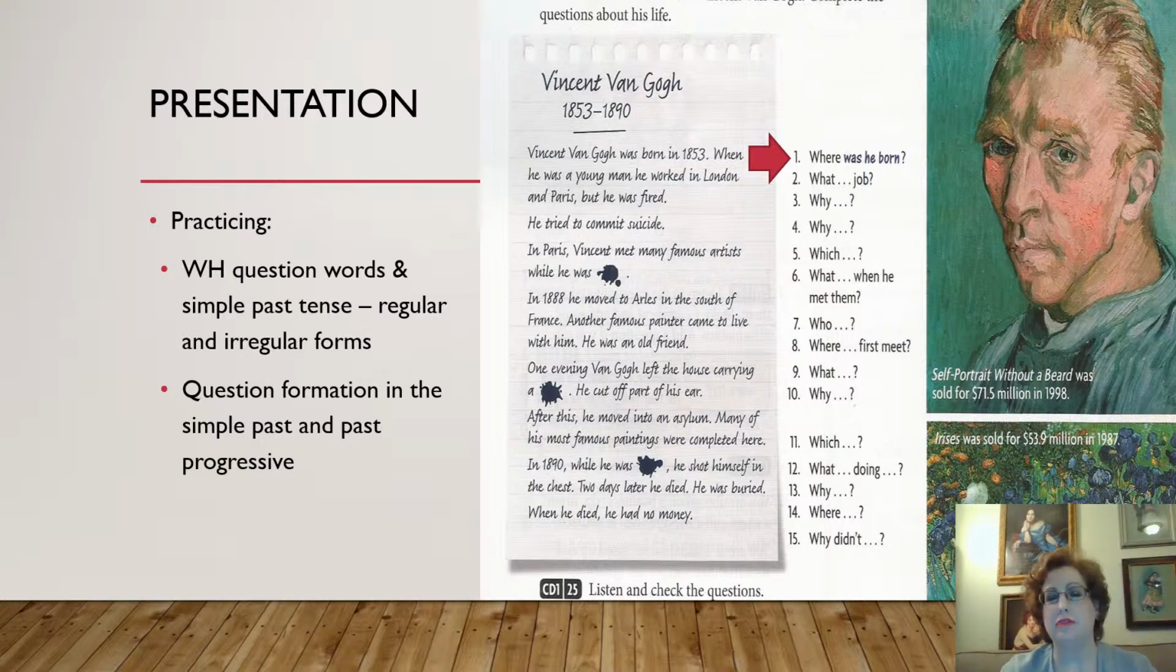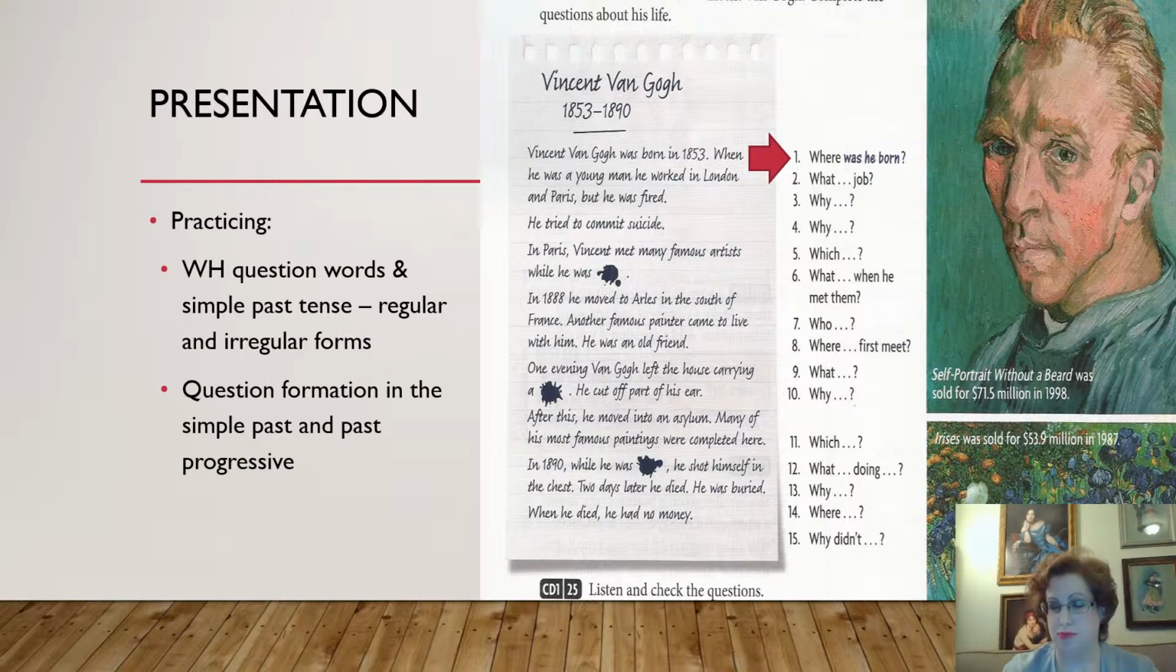Continuing on, in Paris, Vincent met many famous artists while he was, we have some missing information here. Ask students, does this signal the simple past or the past progressive? As we know, the past progressive needs a form of was plus ing. And we'll continue on. Number 6, what was he doing when he met them?